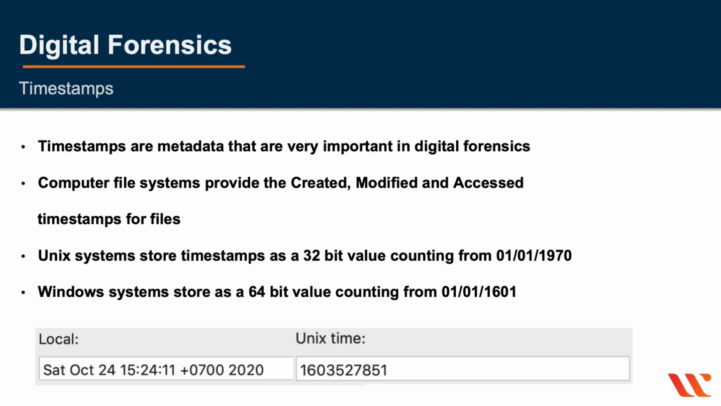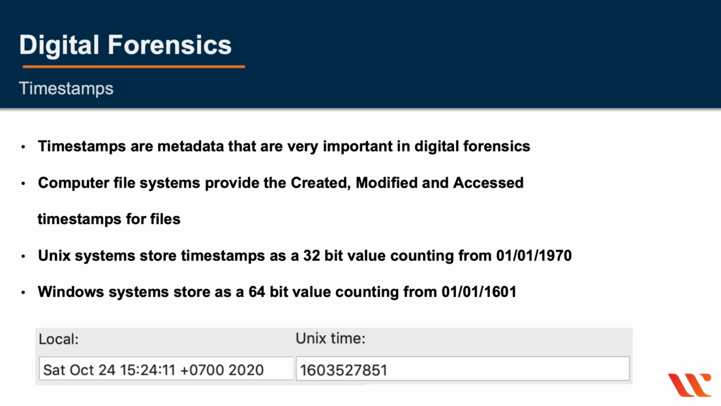24:11 seconds, and this is in the time zone of +7 hours. And if you look at the Unix time conversion of that same date time, it's just a long number. That's 16035278851, and that's the 32-bit value for that specific date and time.